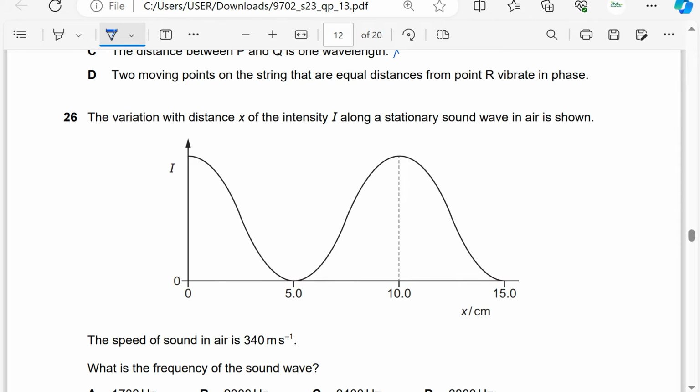The variation with the distance x of the intensity I along a stationary sound wave is shown.